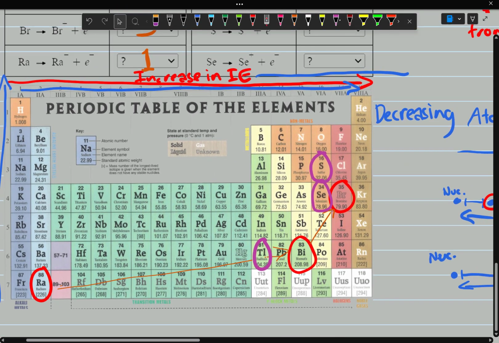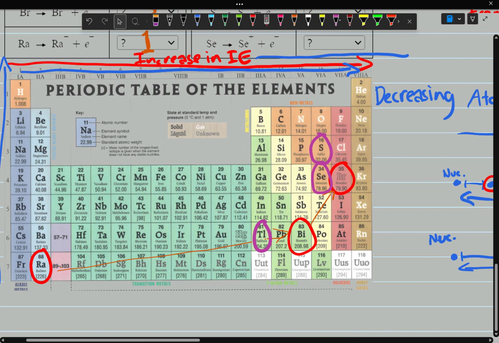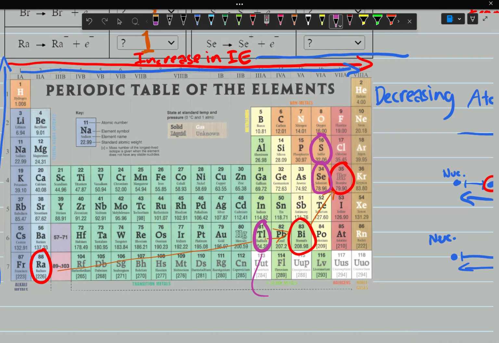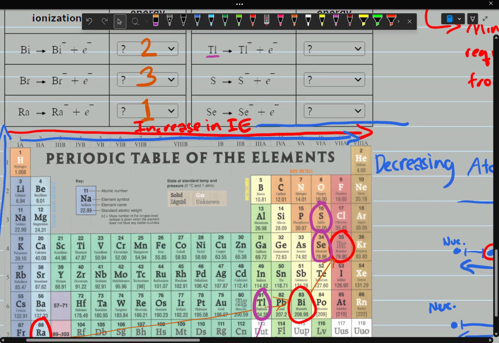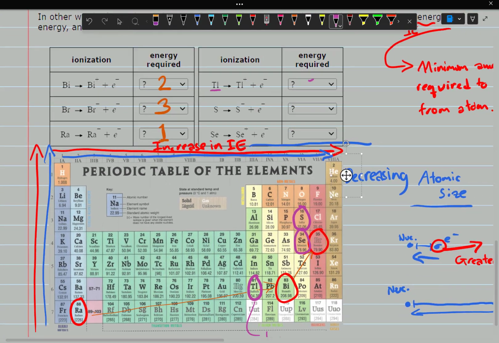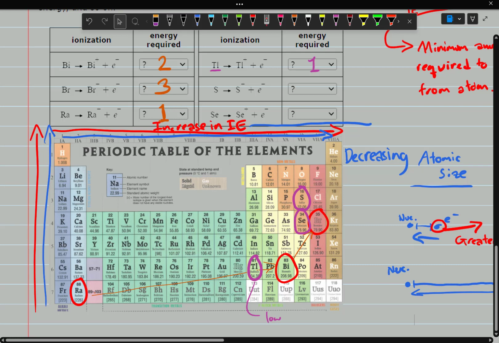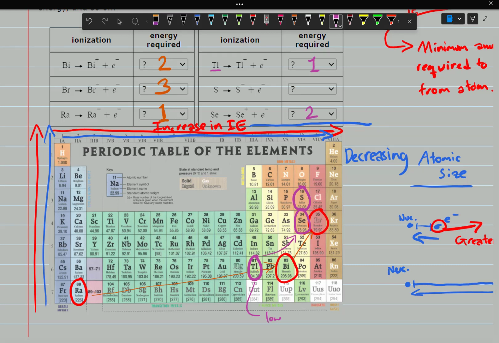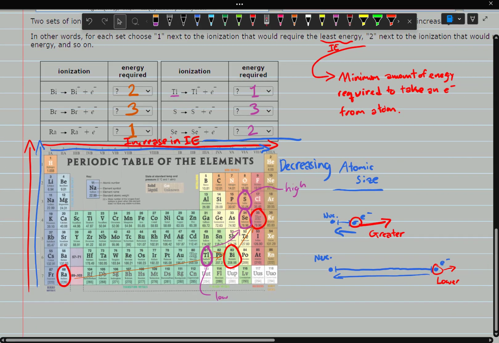So as we can see, the lowest ionization energy is going to be thallium. So start with a 1. Next up, selenium. Selenium gets the 2, and then 3, the highest ionization energy, goes to sulfur, and that's a 3. Pretty simple, and that's it for this video.